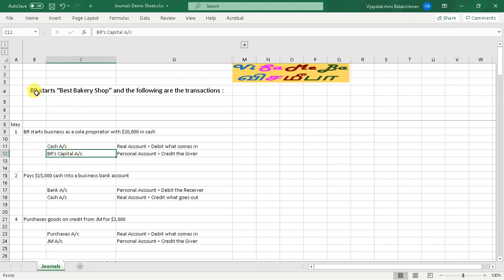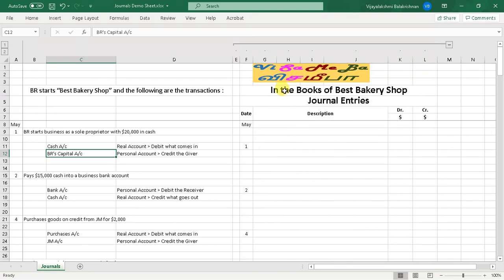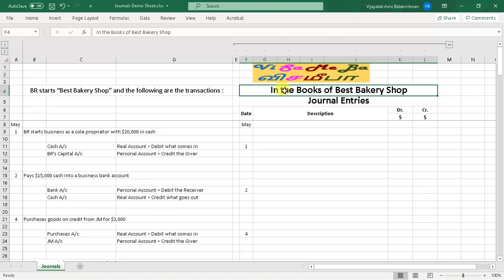So cash is a real account, so debit what comes in. BR capital account is a personal account, so credit the giver. So if we see how to post a journal entry, in the books of Best Bakery Shop, journal entries, you have the date, the description, debit, credit, and the currency in which the transaction is happening.